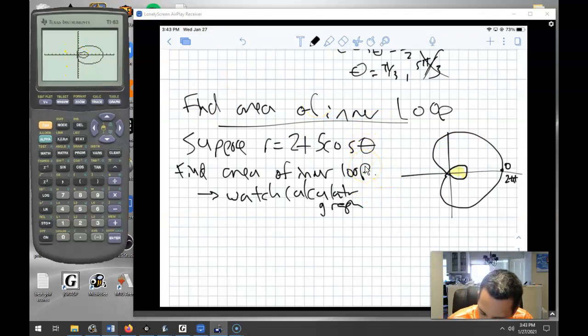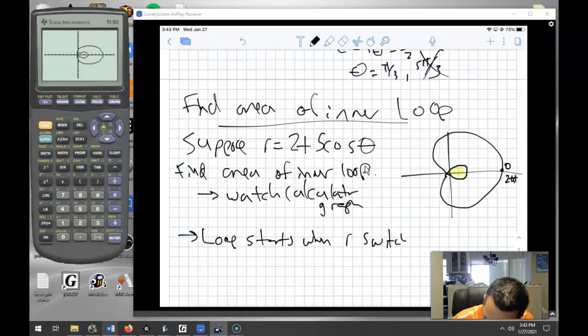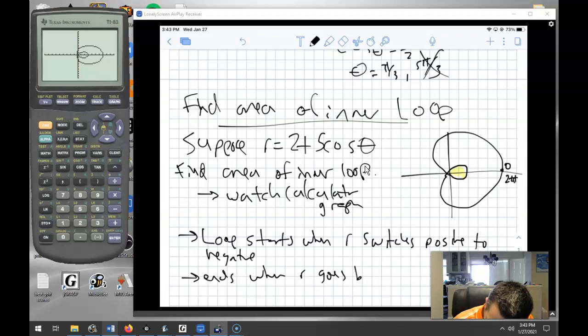But what you're going to do is you're going to say, this loop starts when r switches from a positive value to a negative. That's when the graph kind of bends in on itself. And it ends when the r goes back to positive. So we start out at 0, we go around in this clockwise fashion, and then eventually we get back to the origin. And that's where we switch to a negative radius.